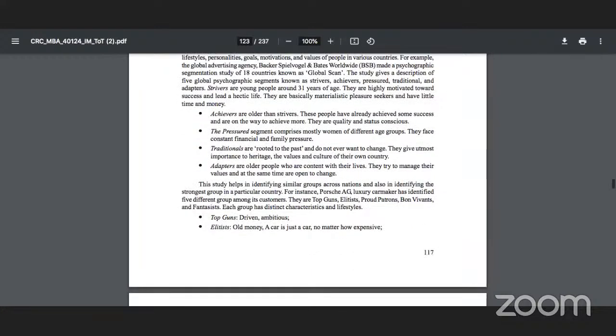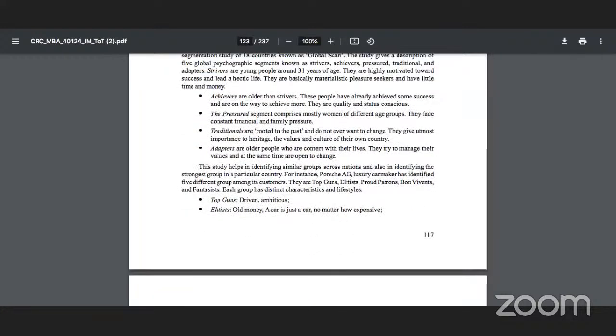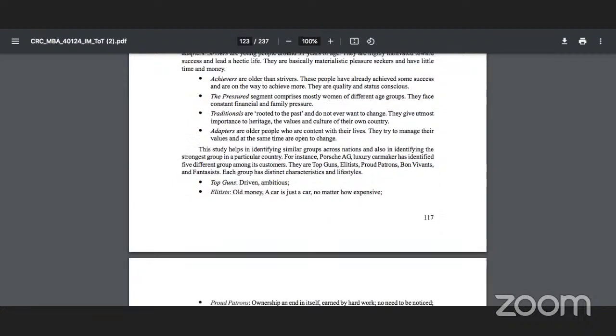Now, moving on, we understand that this study helps in identifying several groups across nations and also in identifying the strongest group in a particular country. For example, if we talk of Porsche AG, the luxury car maker, what they have done is they have identified five different groups among its customers. They are Top Guns, elitists, proud patrons, bon vivants, and fantasists. So let us see what each of these groups talks about.